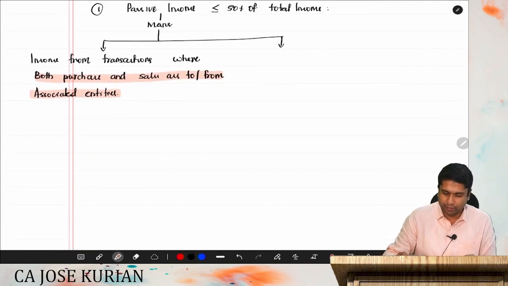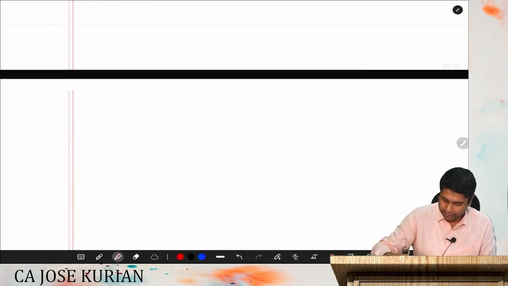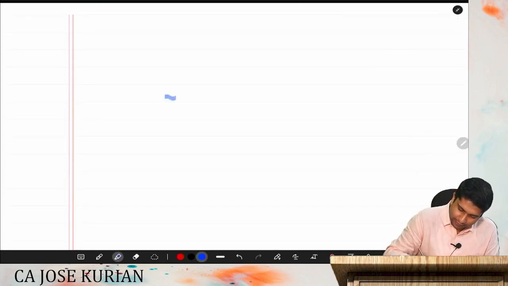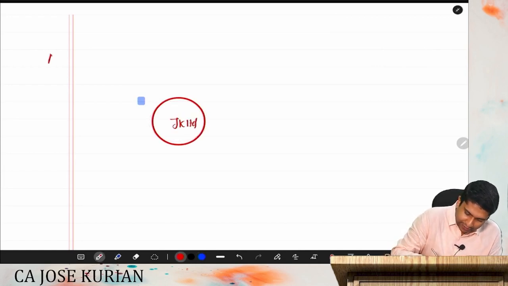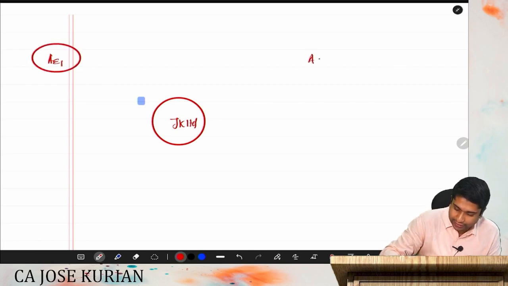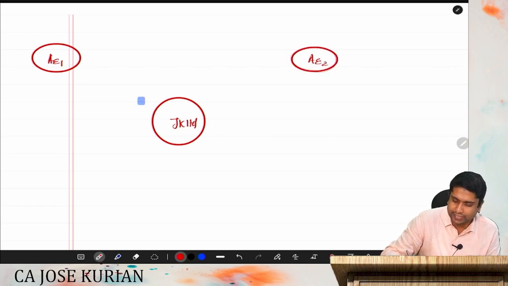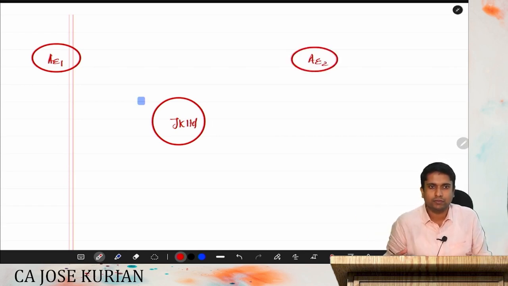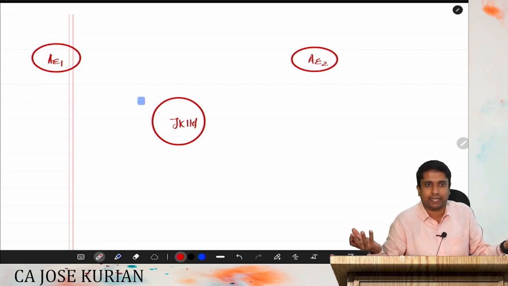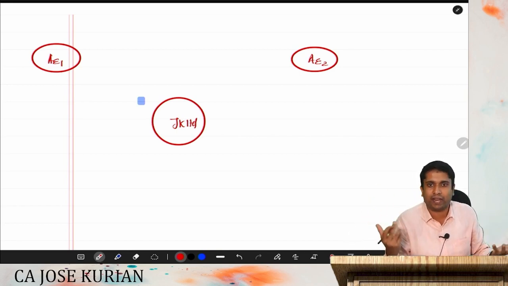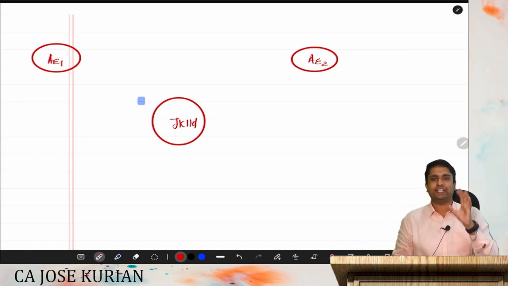Listen. I'll give you an example for a better understanding over this particular point. Say, for example, there is a company called JK Limited. JK Limited has an associated entity called AE1, and they have another associated entity called AE2. What do you mean by associated entity? A company under common control. Are you all with me? Say, for example, Tata Group of companies have many subsidiary companies under that. All those subsidiary companies and the parent company can be called associated entities. Common control, common management, common capital involvement, etc. AE1 and AE2 are two associated entities of JK Limited.